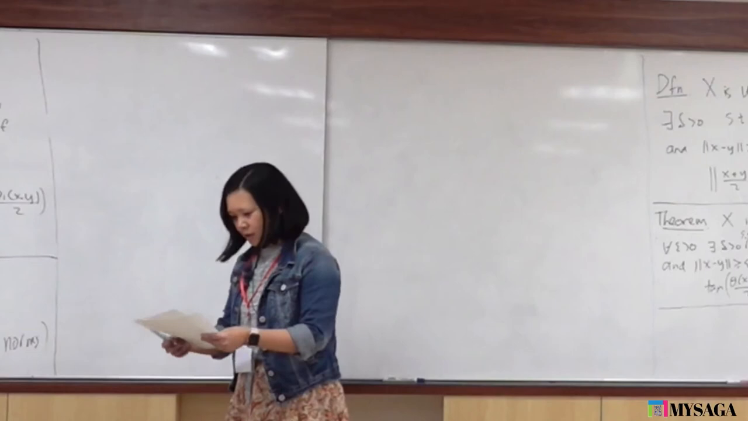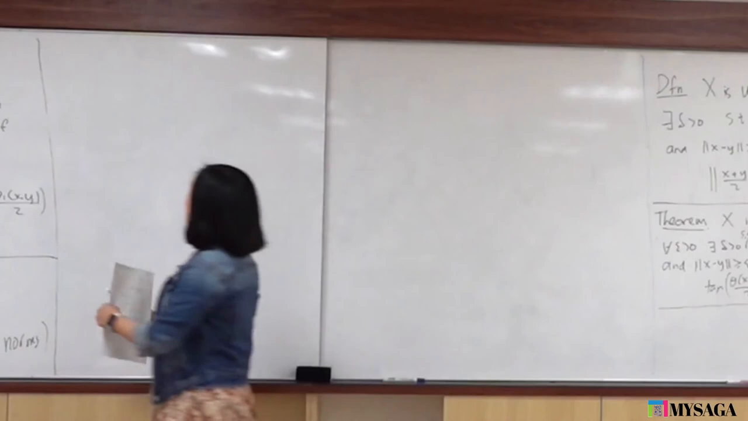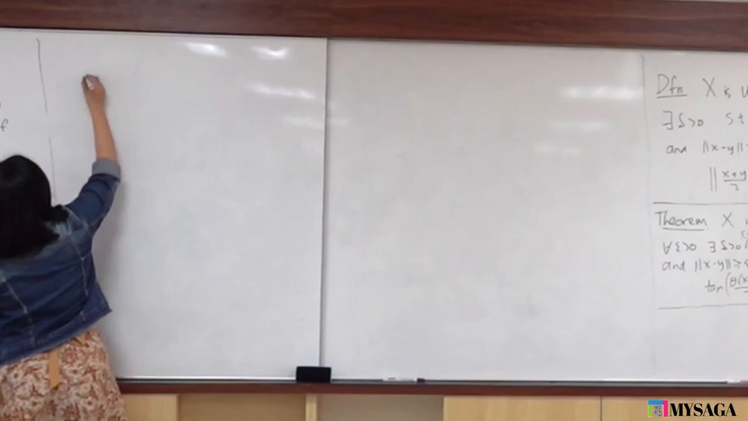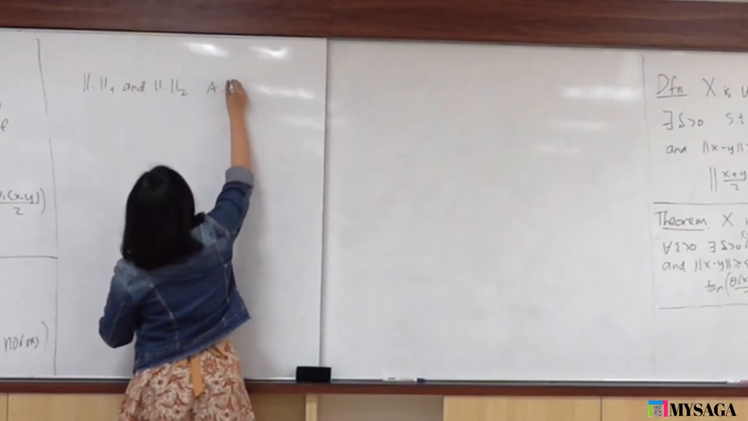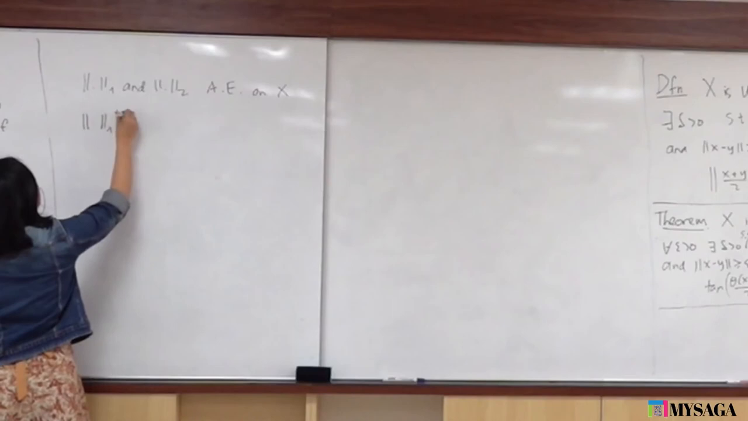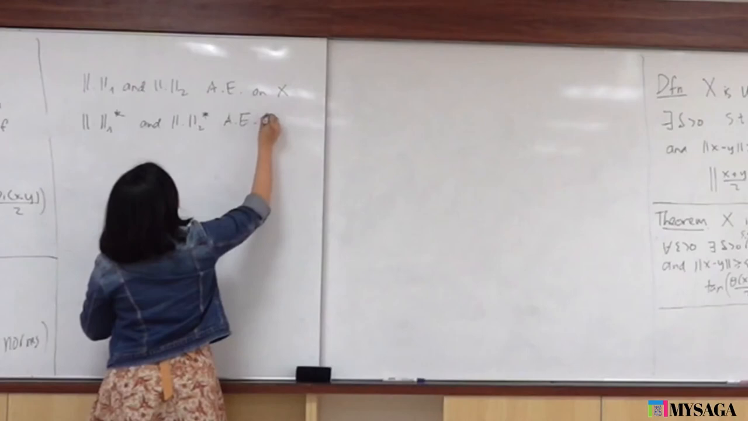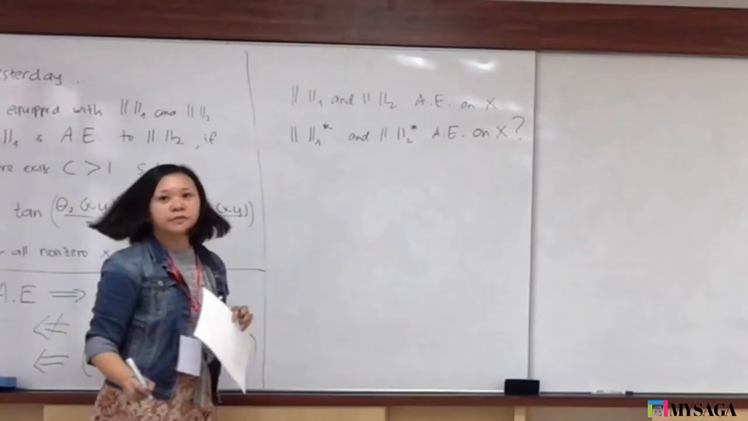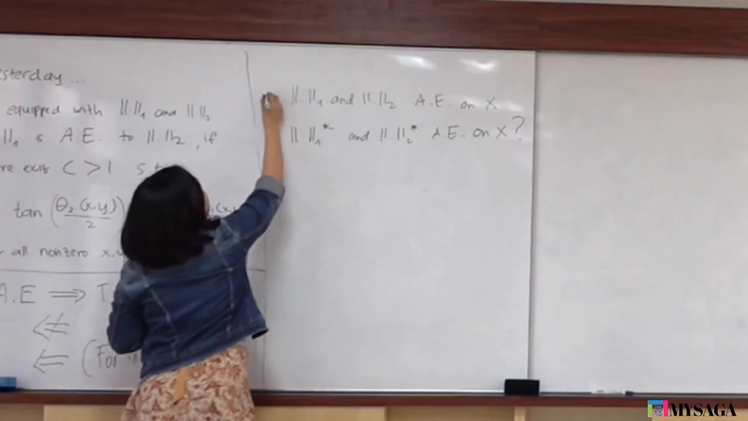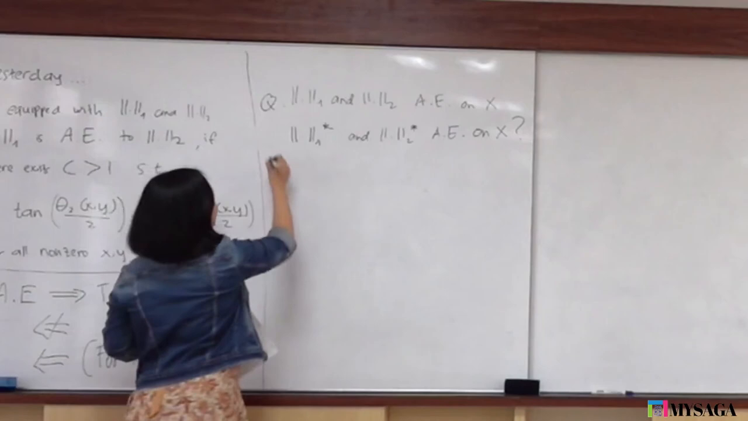Okay. So for my final one, I'm just going to make a comment about dual spaces. So if I have two norms, angularly equivalent on x, now I'm going to look at the dual norm of 1 and the dual norm of 2. Are they angularly equivalent on x? That's the question. So start with something that's angularly equivalent, take the dual norms, are they still angularly equivalent? The answer is no, and I will give you an example.